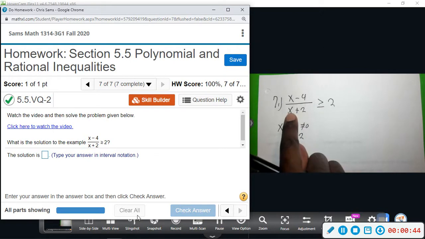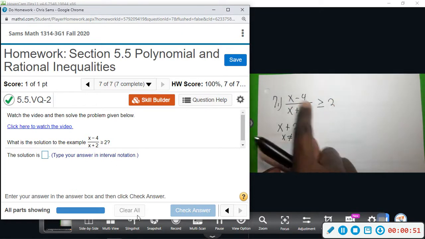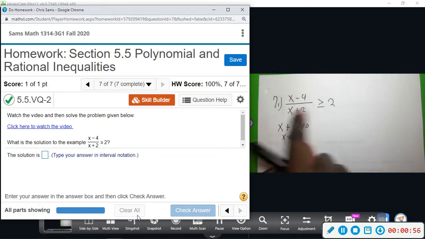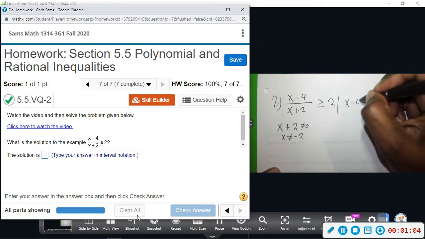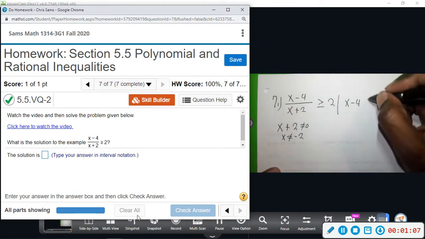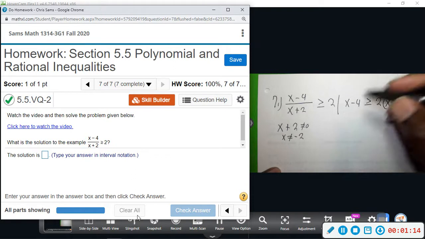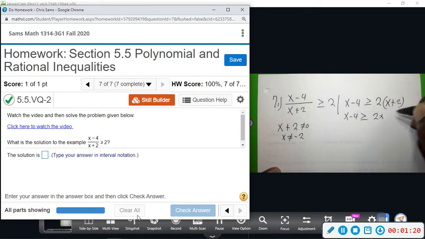The other critical value we get is by trying to set this top equal to 2, because when we actually move this over minus 2, this has to be 2 minus 2 equals 0. So basically this needs to equal 2. So we're going to multiply this over, and then distribute: 2x plus 4.